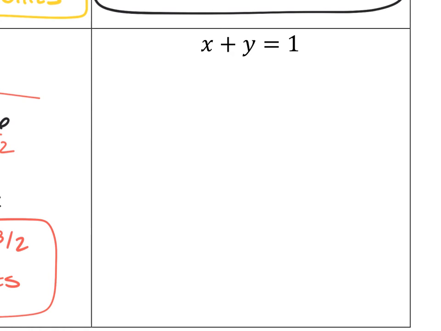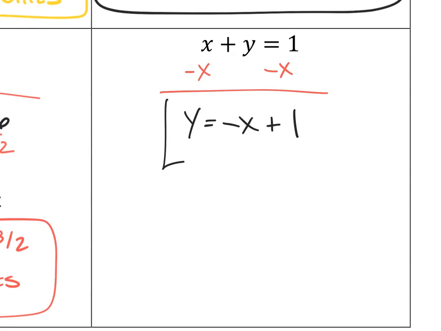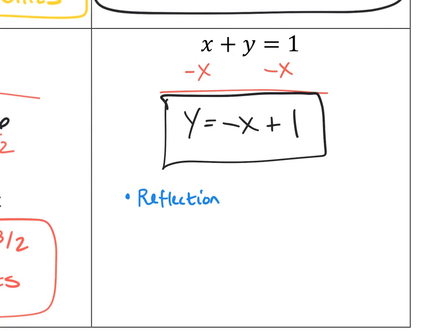All right, so is it in slope-intercept form? No. Got to make it. So I subtract my x. Perfect. Y equals -x plus 1. Now we go through and list what we see. Is there a negative sign? Yes. So that means there is a reflection across the x-axis.